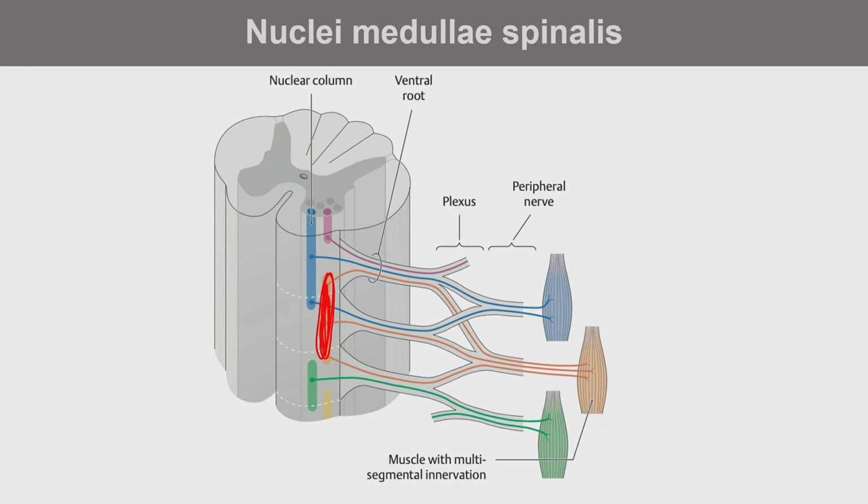So then, because this nuclear column sometimes is more than one segment, typically 2-3 segments, then from the segment, the way outside is through 3 spinal nerves, and then backwards it is fusing due to plexus crossing and forming the final peripheral nerve, which is innervating one muscle.